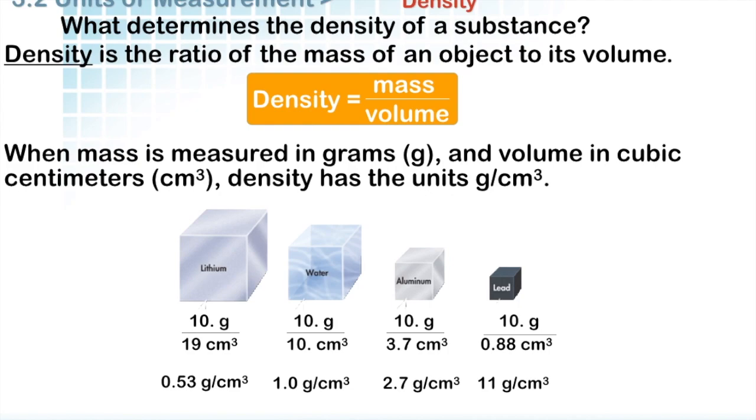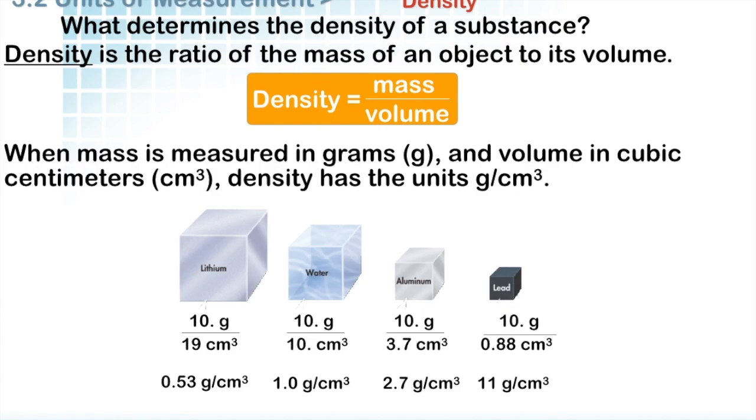What determines the density? Mass and volume. It's a ratio: mass divided by volume, D equals M over V. Mass is measured in grams. Volume for solids is in cubic centimeters, because if you use cubic meters, you would have to have a pretty big sample. So I have 4 samples here, and they're all 10 grams: 10 grams of lithium, 10 grams of water, 10 grams of aluminum, and 10 grams of lead.